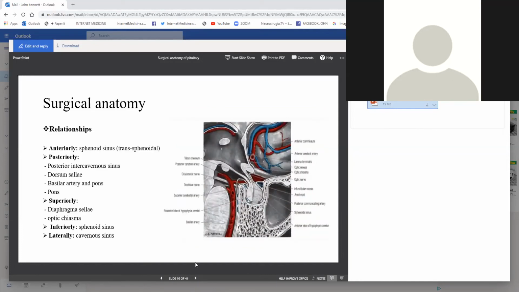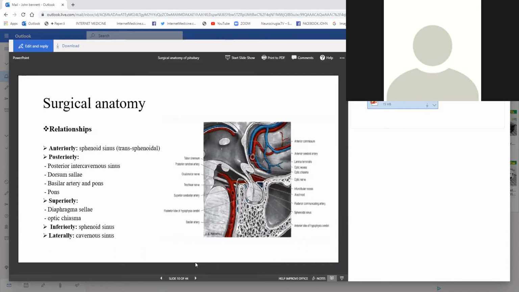So the pituitary gland has relationships with surrounding structures, because being mainly an endocrine organ, what is most interesting in these surgical procedures is to know the surrounding structures, which will be interesting when taking on surgical procedures: which pathway to take, which organs are going to be encountered. So it has relationships anteriorly with the sphenoid sinus, both anteriorly and inferiorly.